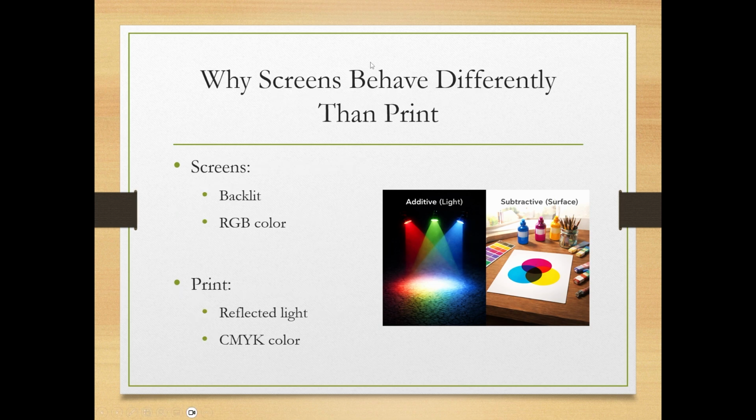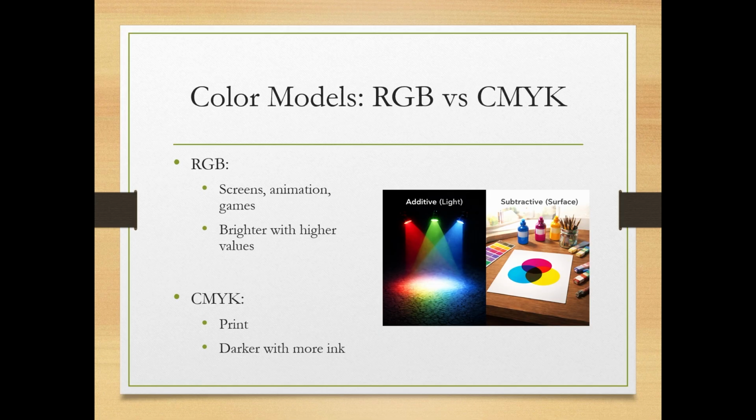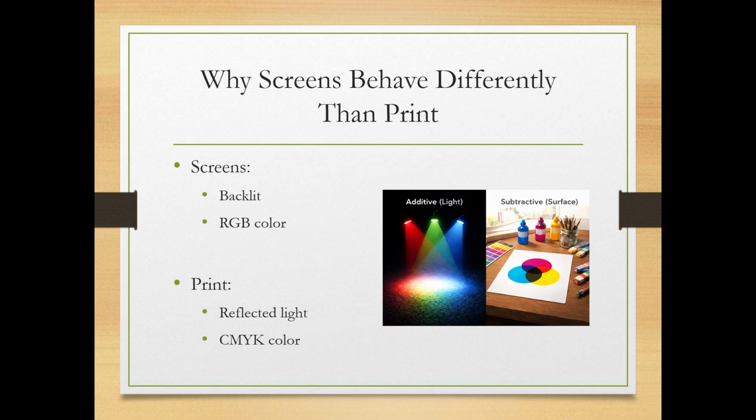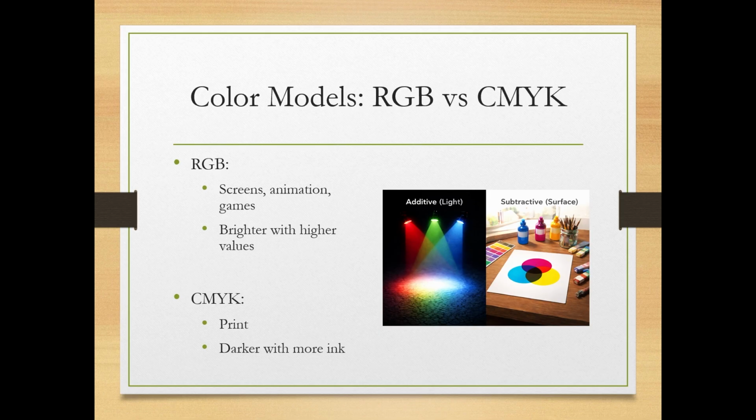Screens are backlit and they deal with RGB. Print deals with reflected light and it deals with CMYK. We actually do end up working with both of these spectrums inside of digital art, which is worth noting. The RGB spectrum is for screens: anything you see on a screen, animation, video games, augmented reality, virtual reality. If it's on a screen, it's RGB.